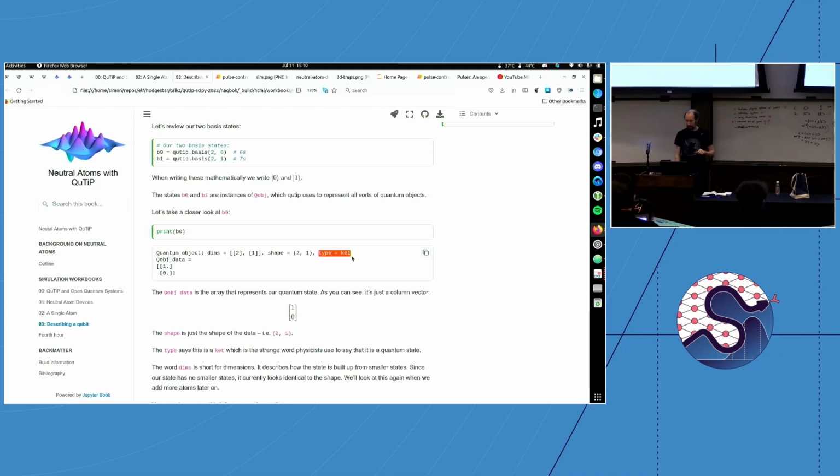The type is type ket, which just means it's a quantum state. Maybe we can quickly cover where the strange word ket comes from.